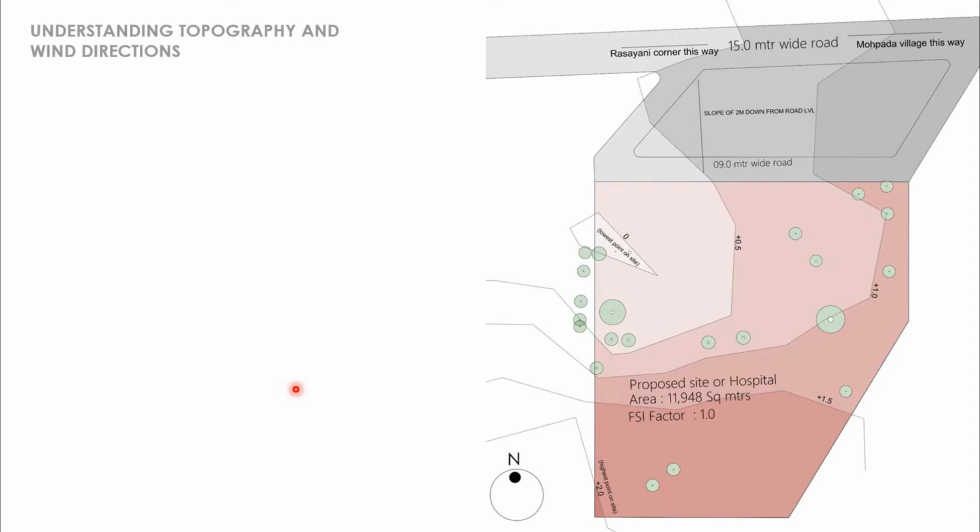Our site is located in Rasaini. The area of the site is around 12,000 square meters with an FSI of 1.0.